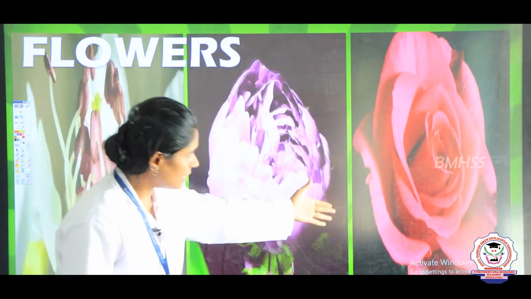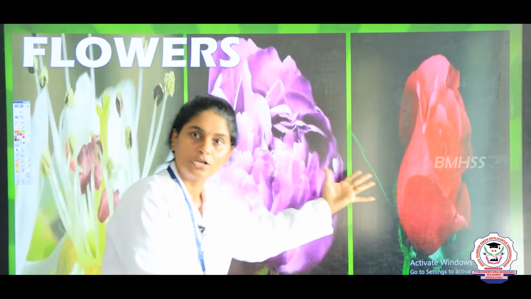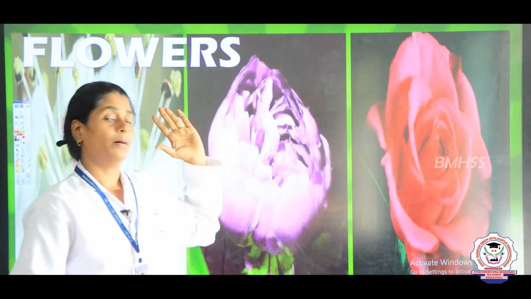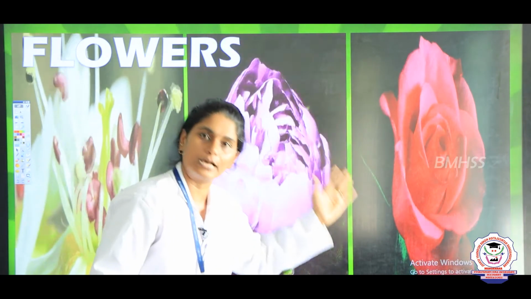So, you can see here the bud. The bud is growing into a flower, right. We can see many plants with different types of flowers. The flowers are in different shapes and they are in different colors also.